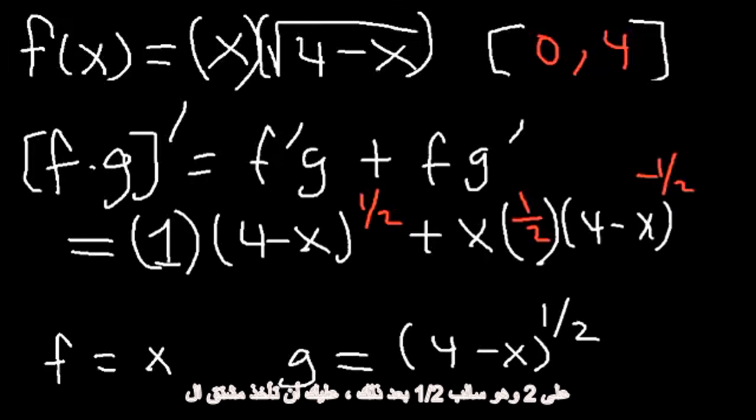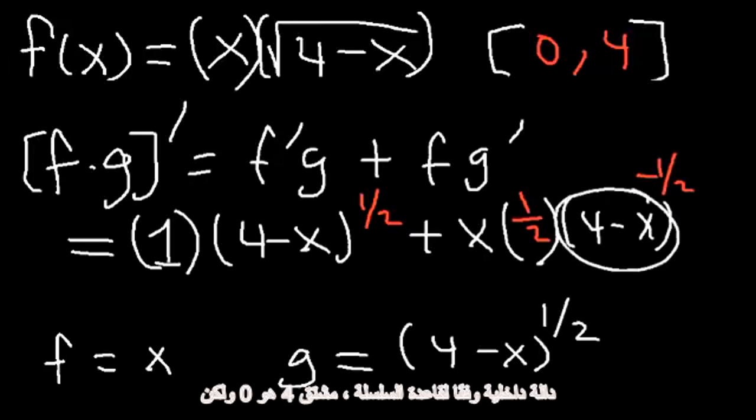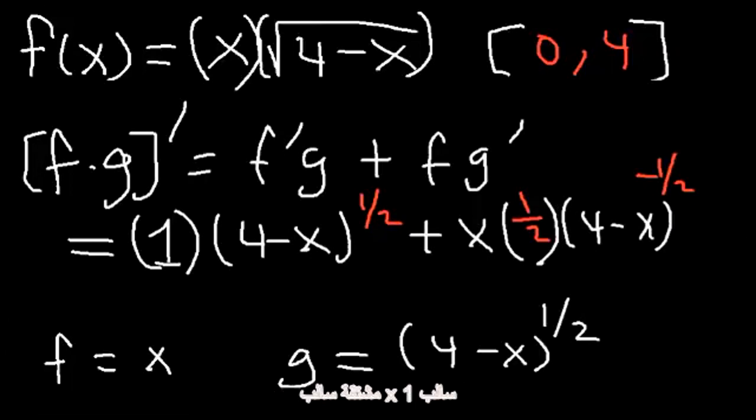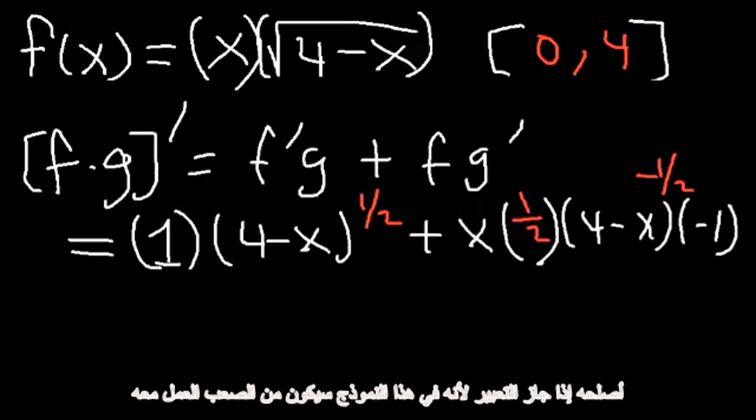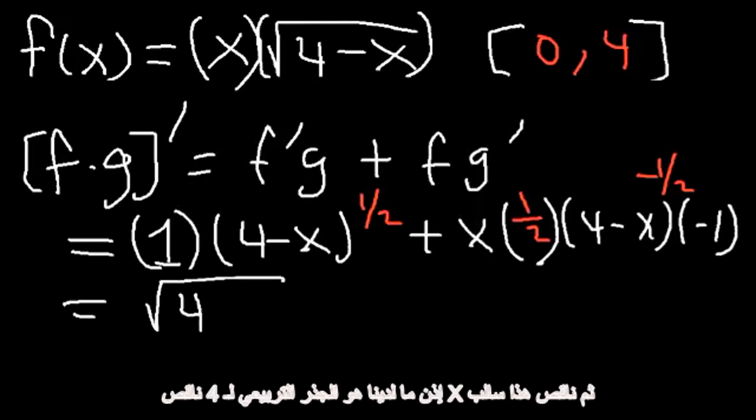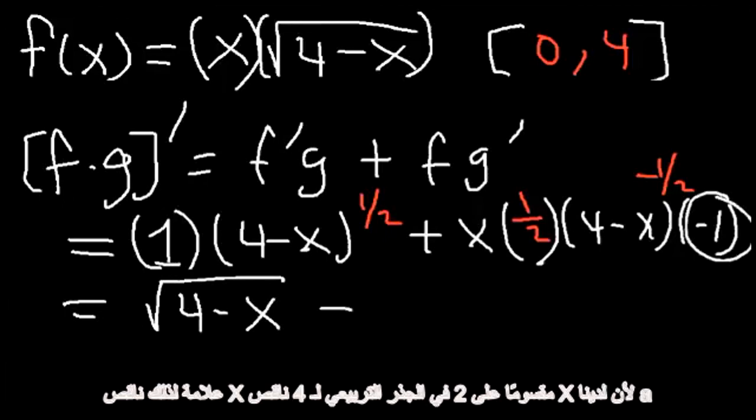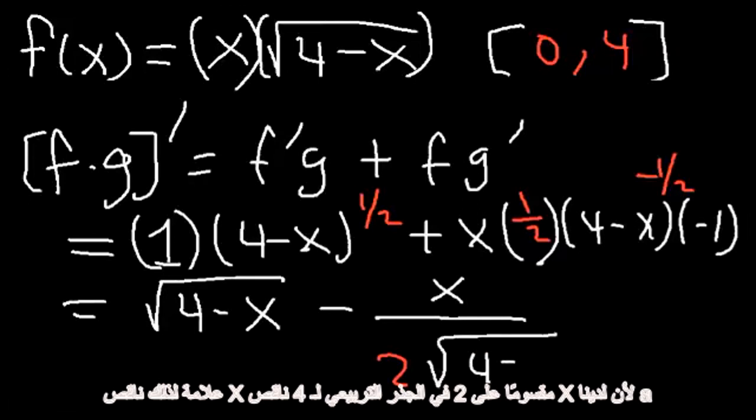After that, you need to take the derivative of the inside function according to the chain rule. The derivative of 4 is 0, but the derivative of negative x is negative 1. So that's the derivative of the function using the product rule, but we need to fix it up, so to speak, because in this form it's going to be hard to work with. So what we have is the square root of 4 minus x, and then minus, there's a negative sign, so minus x divided by 2 times the square root of 4 minus x.